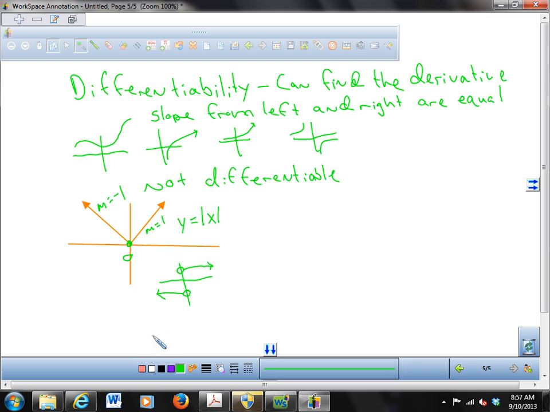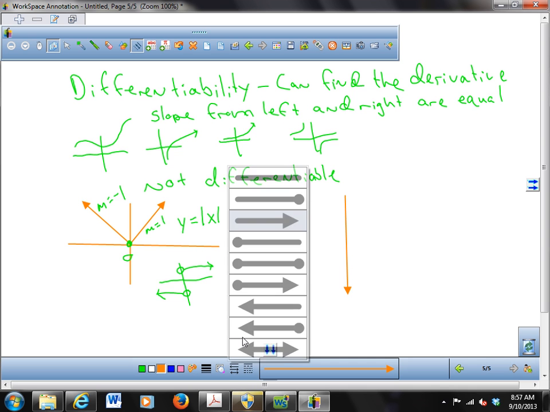Do you understand that? You would not have a point at 0 because the derivative is undefined at 0. So you're talking about the derivative. There is no derivative exactly at 0. It's undefined. So it's not differentiable.